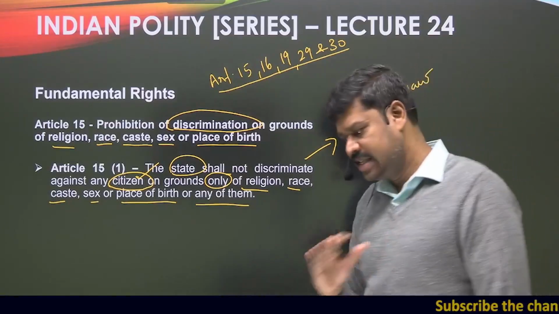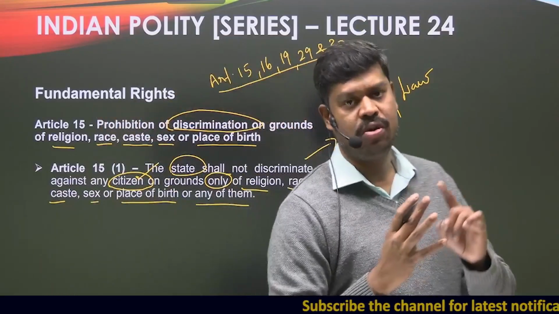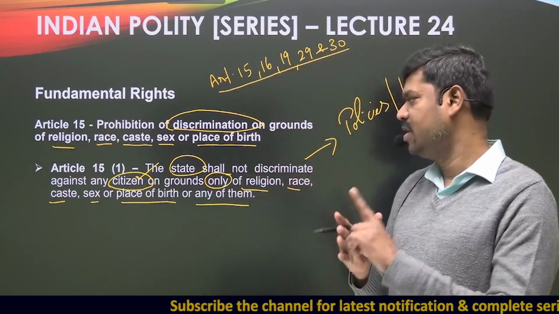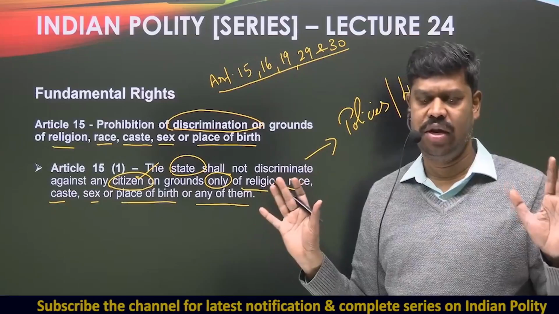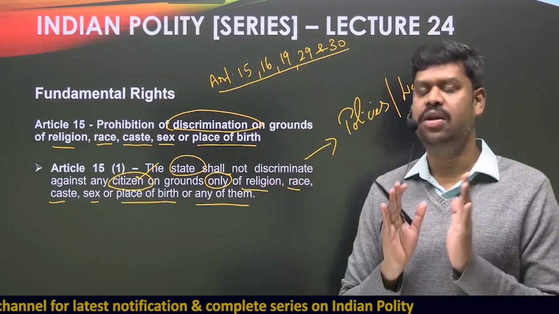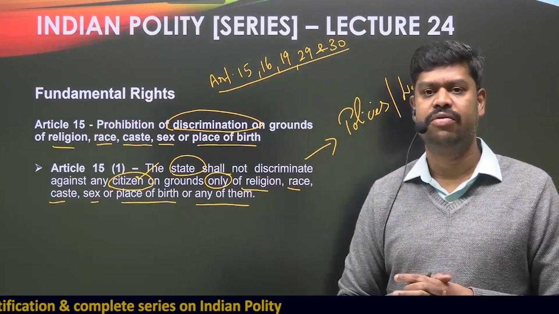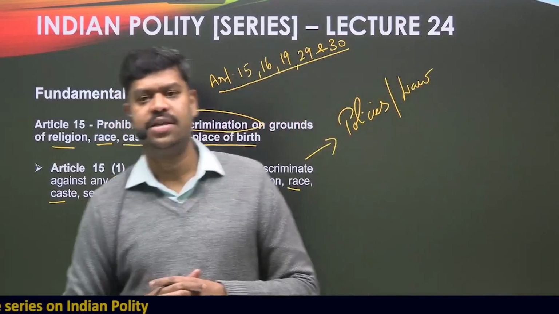It shall not discriminate against any of the citizens on the grounds of what? It shall not be solely on the grounds of religion or caste, race, sex, or place of birth, or a combination of any of these things or any of them, which is not to be done by the state. If the state is doing that, then it is basically a violation of the fundamental right under Article 15 Clause 1. Say for example, let us assume the state is coming out with a policy.